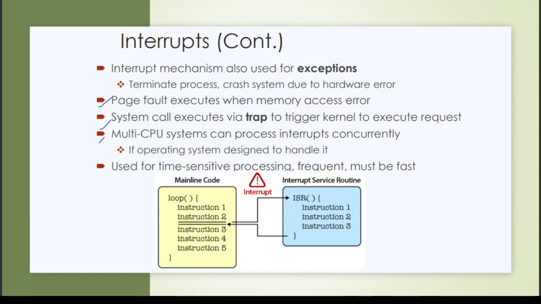Multi-CPU systems can process interrupts concurrently, if the operating system is designed to handle it. We use time-sensitive processing. Interrupt handling must be fast. For example, we can see in mainline code we have a loop function in which there are instructions 1, 2, 3, 4 and 5.